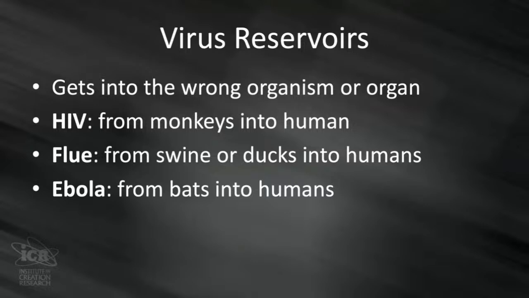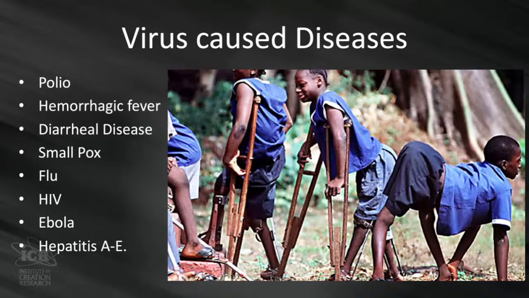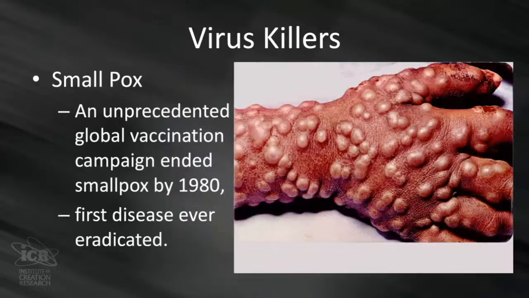Swine or ducks, no problem. When it gets into humans, it can be a problem. And viral diseases are many: polio, hemorrhagic fever, diarrheal disease, smallpox, flu, HIV, Ebola, hepatitis A/E, etc. Not many good things, these type of viruses, but again, they're rare. The vast majority of viruses are helpful. And there you can see smallpox.